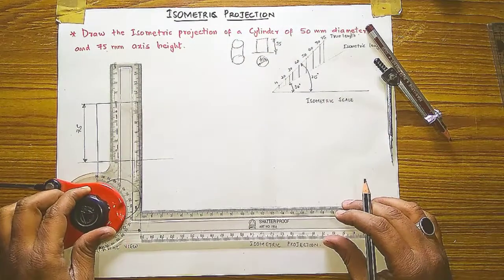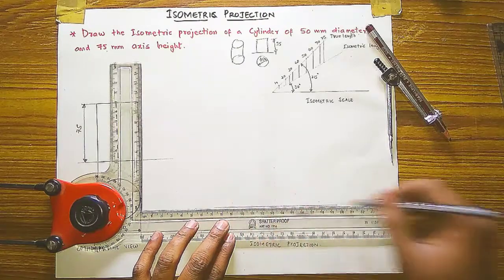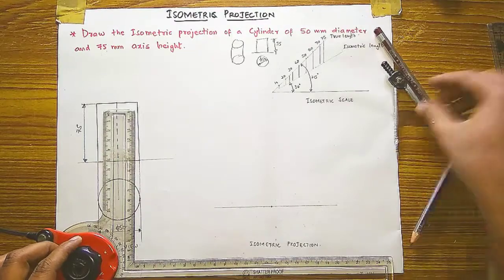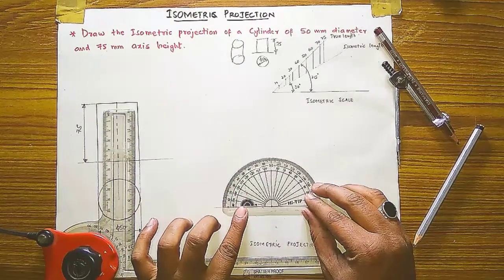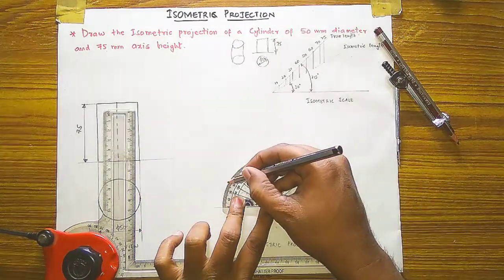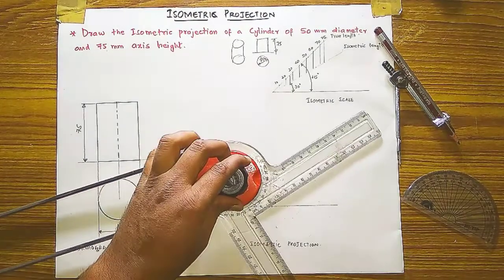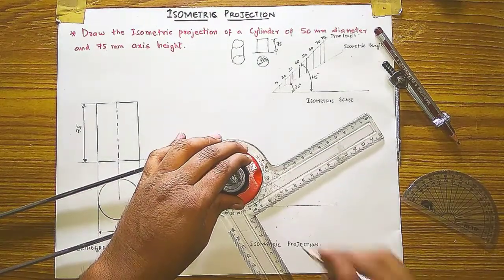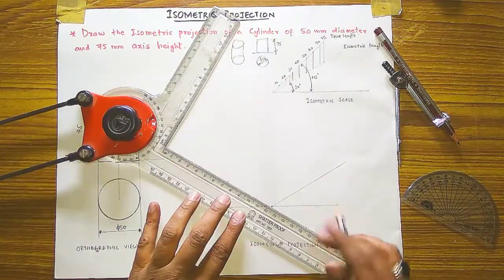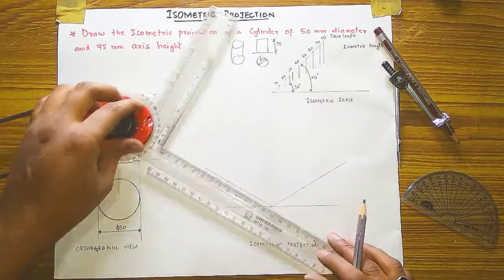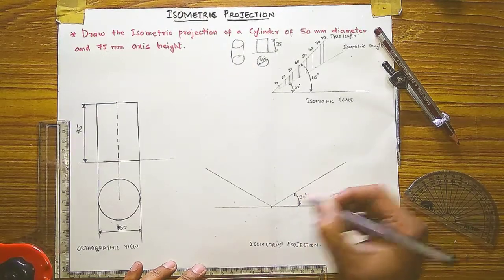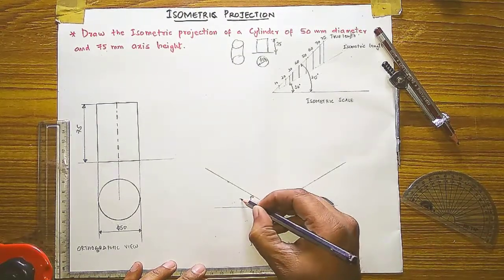Now for the isometric projection, you have to take a line like this and put a dot anywhere, and keeping your protractor like this, adjust your protractor and take a 30-degree angle from here and a 30-degree angle from here, and from that point you have to draw a convenient line, as much as you want to take, and from here also you have to take. Okay, see the angle you have drawn: 30 degree here and here also 30 degree.